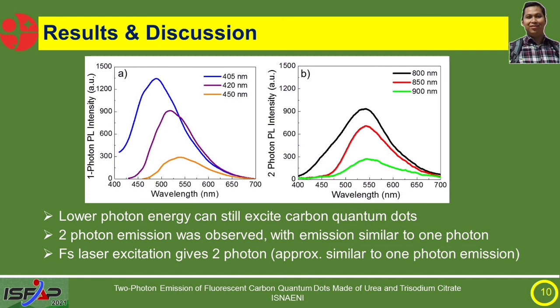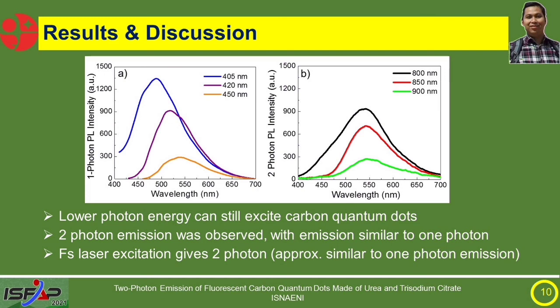Based on the absorption spectra, we noticed that after 400 nanometer, the absorption curve tends to flatten. This means no absorption process. However, laser 405, 432, and 450 nanometer were able to excite the carbon quantum dot, resulting in a good emission spectra. This indicates that there is still an absorption process by carbon quantum dot for wavelength longer than 400 nanometers.